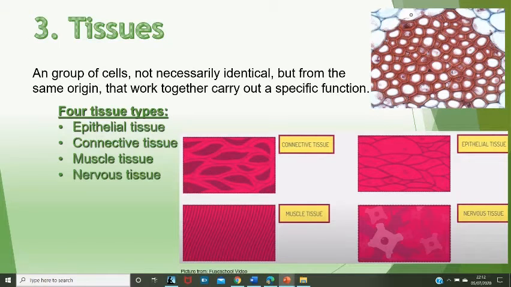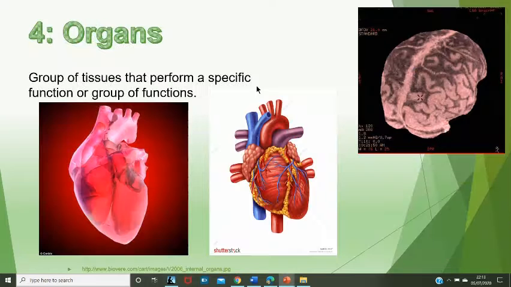Okay, third of all, we have tissues. So tissues are a group of cells, not necessarily identical, but from the same origin, that work together to carry out a specific function. There are 4 types of tissue. We have epithelial tissue, connective tissue, muscle tissue, and nervous tissue. And from here, I found an image from a Fuse School video. Here are the 4 examples. They're very different.